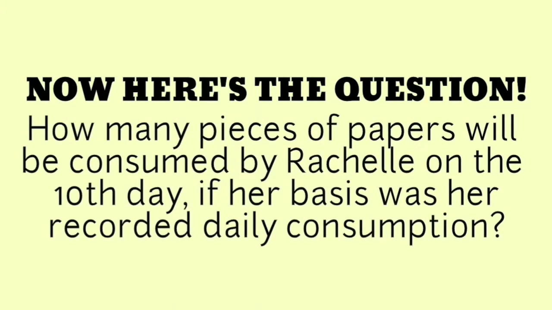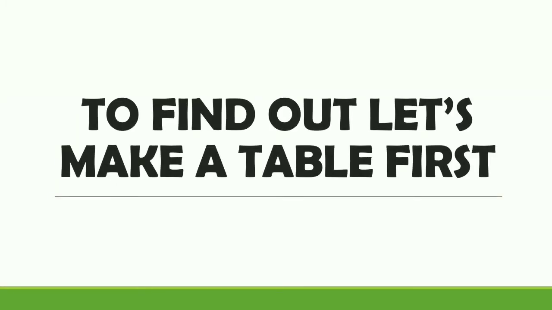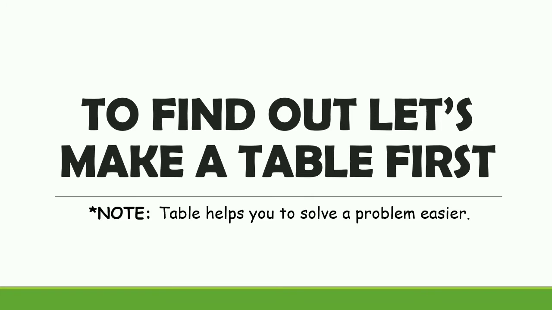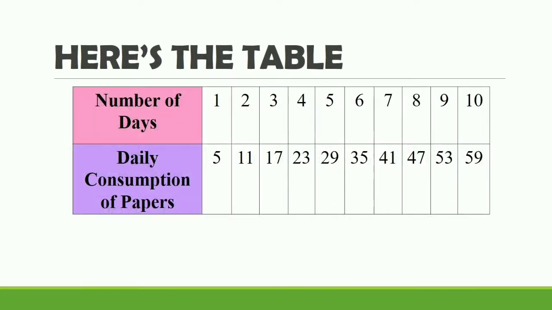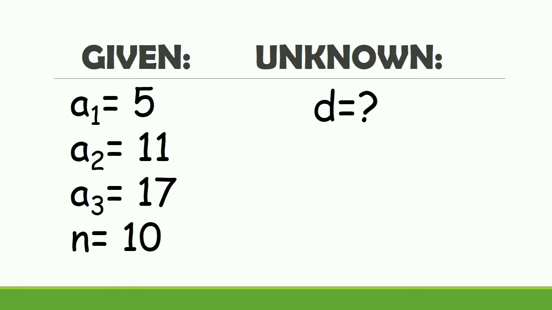Now here's the question. How many pieces of paper will be consumed by Rachel on the 10th day if her basis was her recorded daily consumption? To find out, let's make a table first. Note, a table helps you solve a problem easier. Here's the table showing the number of days and the daily consumption of paper. Given, a sub 1 is equal to 5, a sub 2 is equal to 11, a sub 3 is equal to 17, n is equal to 10, and d is the unknown. Let's now proceed to our solution.